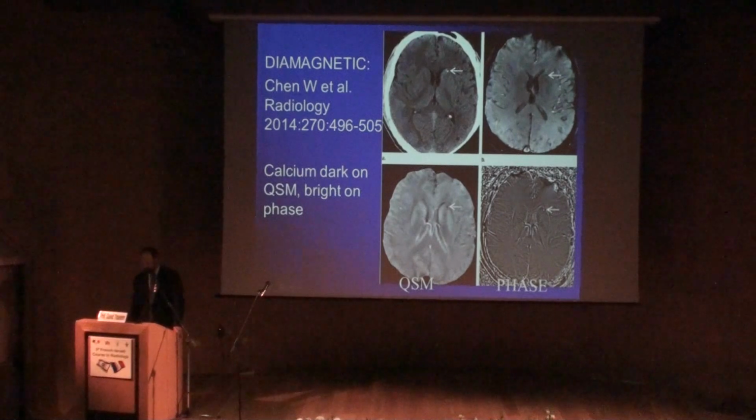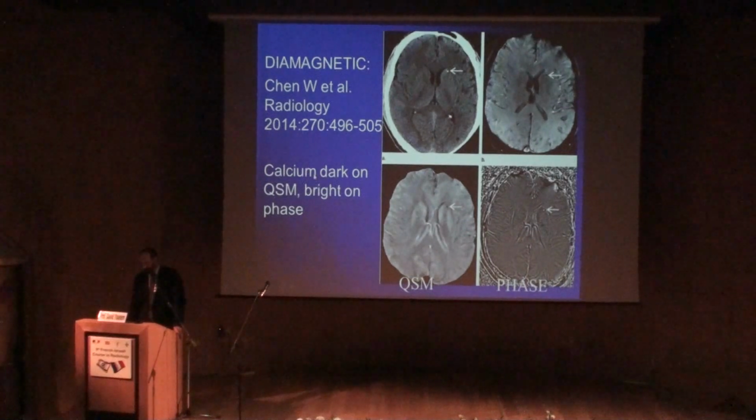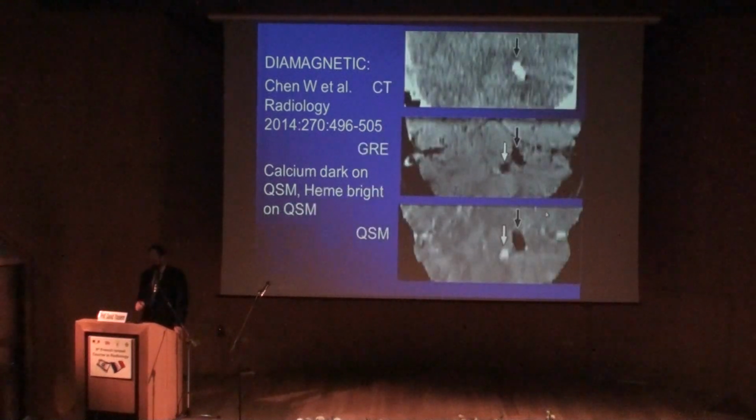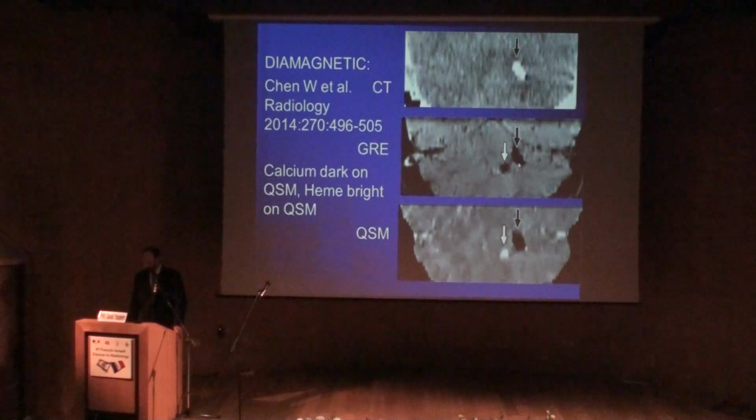So this is another example of diamagnetic focal area here and here, and bright on the QSM. Calcification dark on the QSM, but bright on the phase image. And this is that example of it. Here it is, dark on the QSM, bright on the phase image. Big area of calcification here, a little clump of calcification. Your gradient echo shows the dark signal as well.